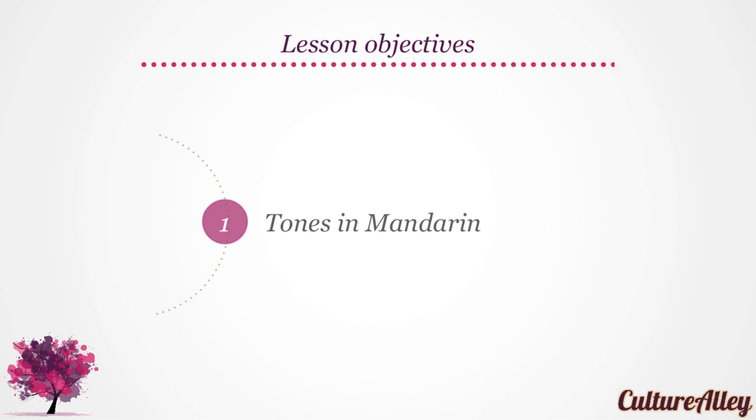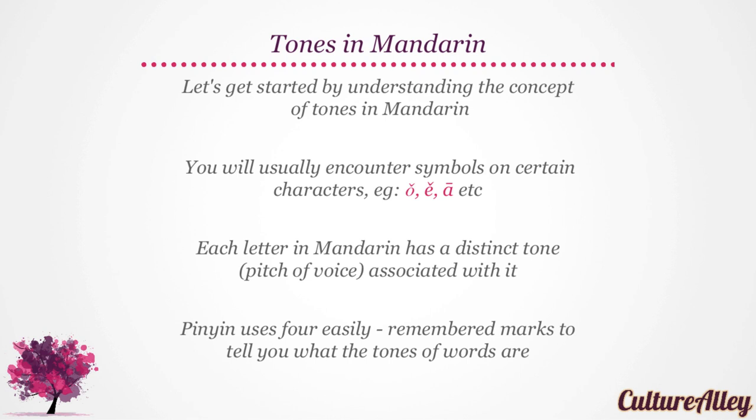Let's start by understanding the concept of tones in Mandarin. You will usually encounter symbols on certain characters, which would change the tone of the alphabet as we know it. For example, note the symbols on O, E, and A on your screen. These symbols lead us to pronounce these vowels in a different manner. They would now sound like O, E, A.